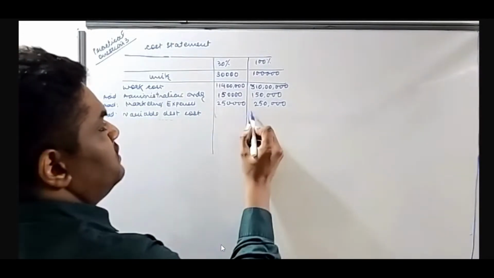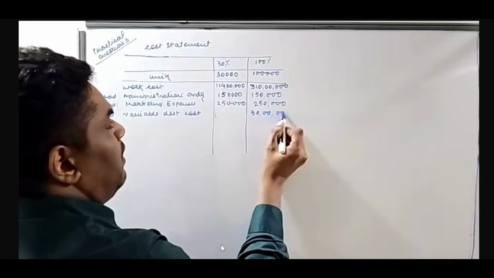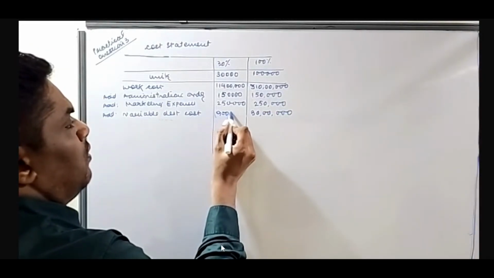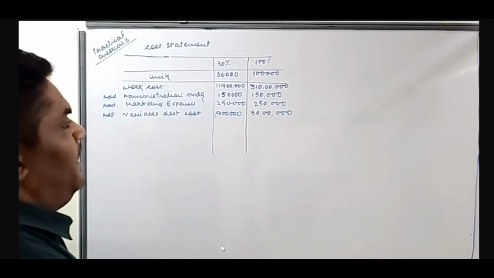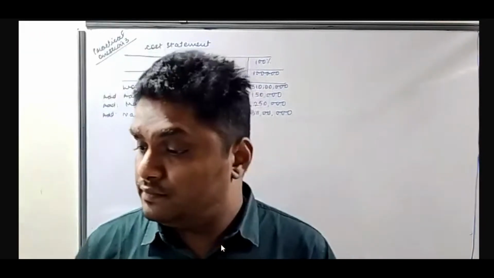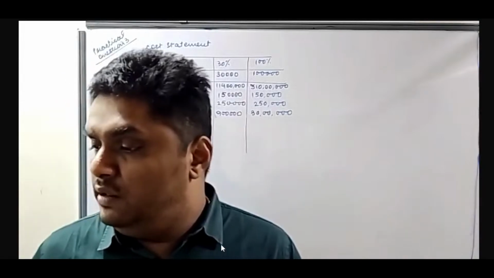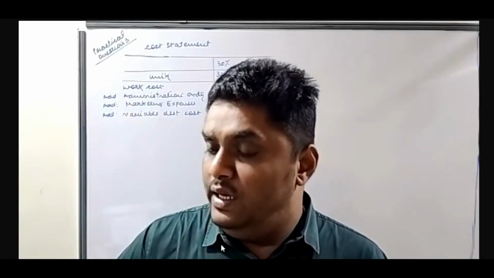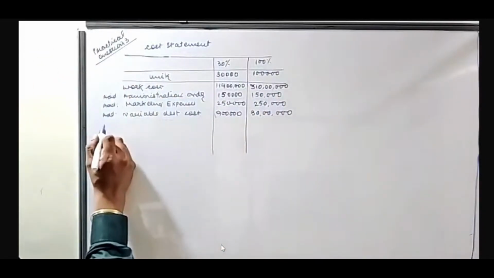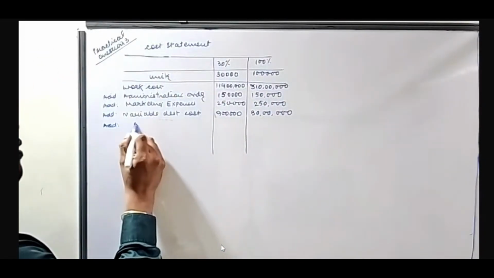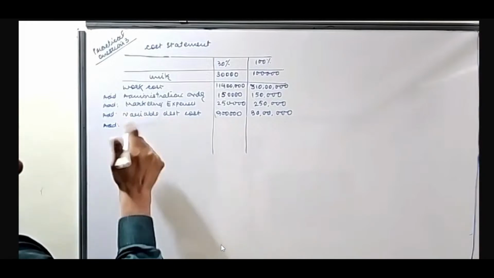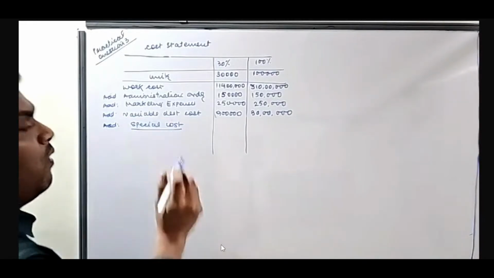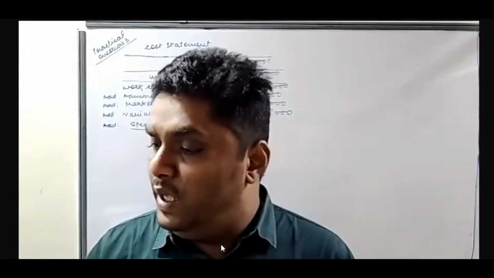Variable distribution cost is 30 per unit, so it comes to 30 lakh. And this will be 9 lakh. So this will be 30 lakh and this will be 9 lakh. Now, the next is the special or additional cost. We can say the special. So let's start one by one.